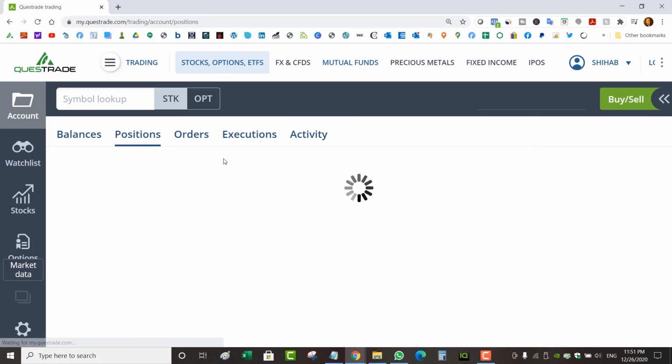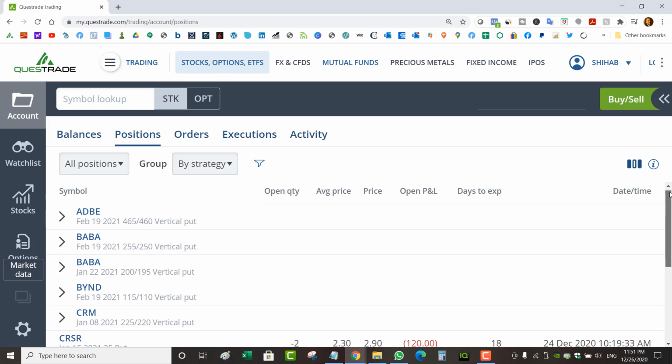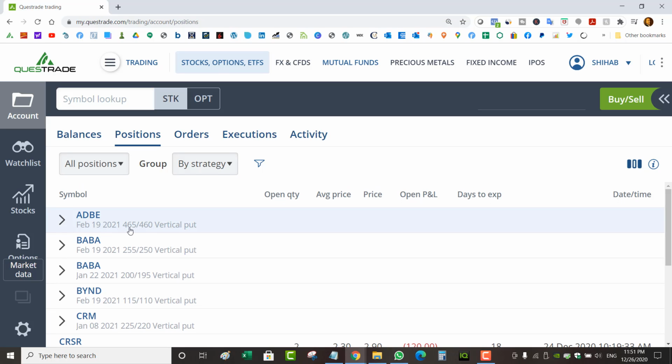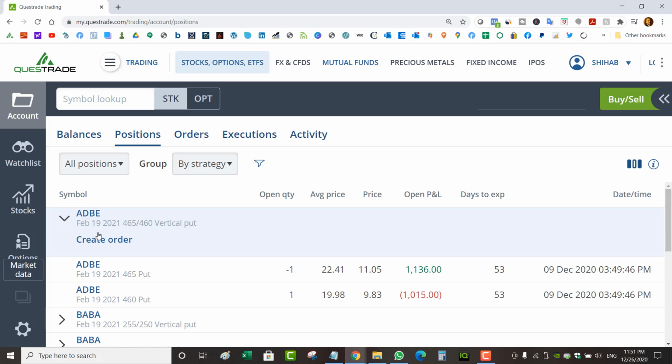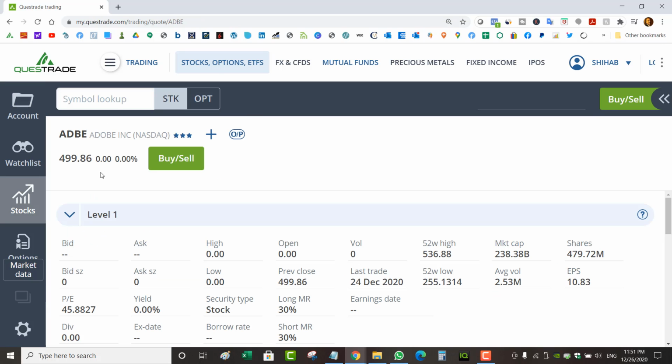So going back to my margin account, if we look at the positions, like I mentioned, they're all option selling positions. I've got an Adobe put spread here at 465/460, expiring February 19. If you watched last week's video, this trade was part of it already. I basically win on this trade as long as Adobe stays above 465 by February 19. Adobe right now is trading at almost $500, I think $499, yeah.